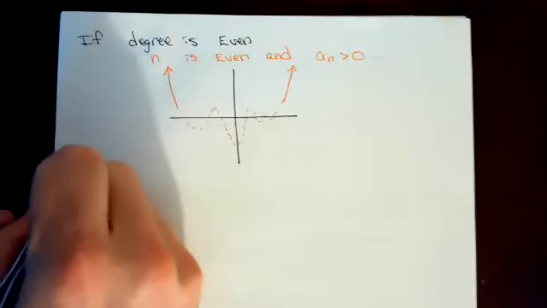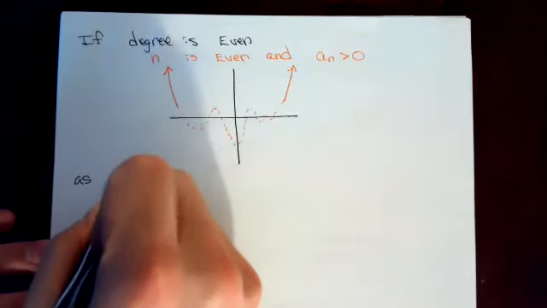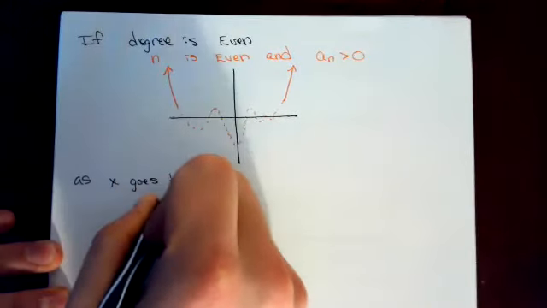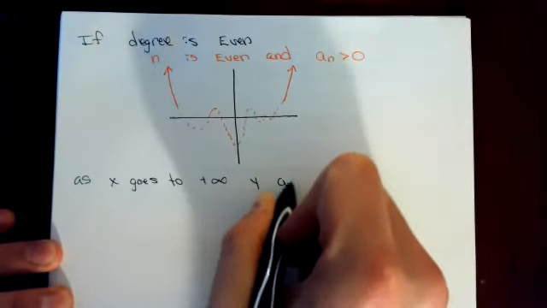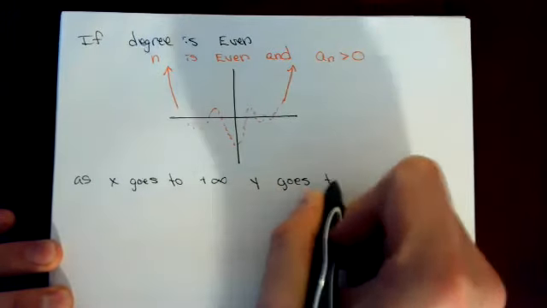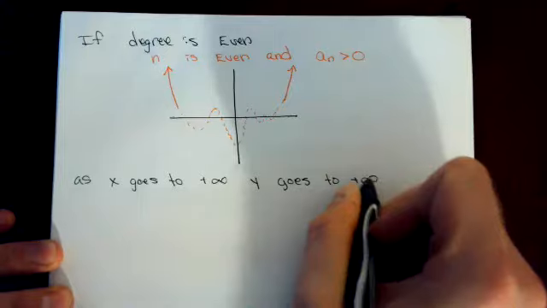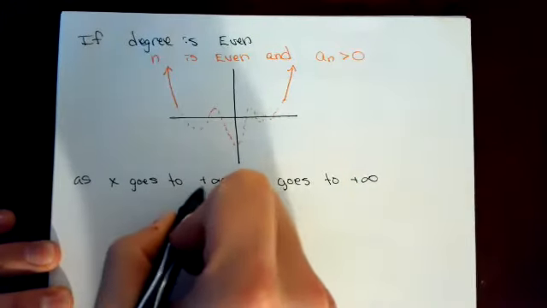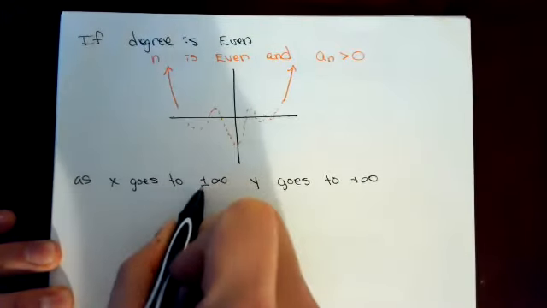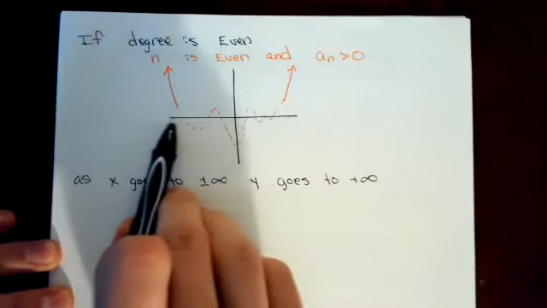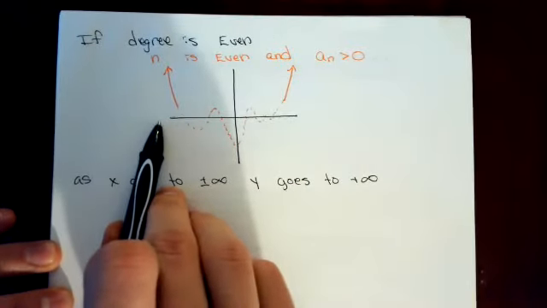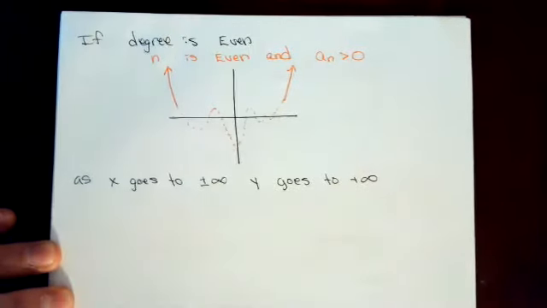So we can write as x goes to plus infinity, the y values also go to positive infinity. And actually here, let's simplify this. Let's say as x goes to plus or minus infinity. So if my x values get really big or really big negative numbers, y values are always going to positive infinity.